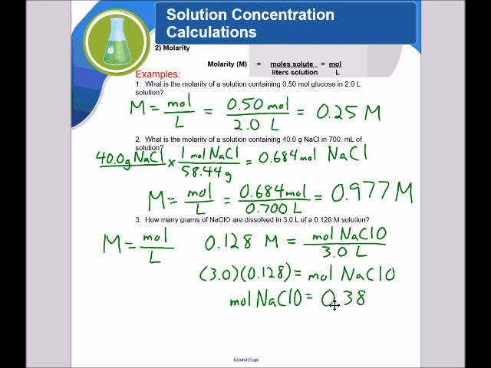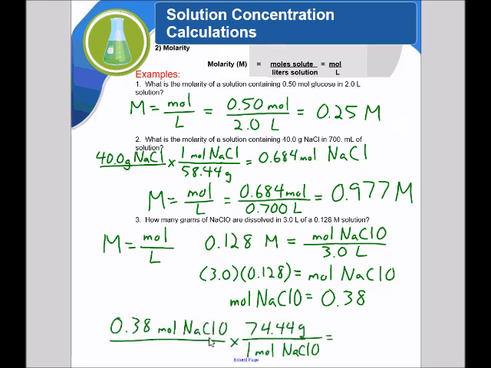But that's moles, and they asked me for grams, so you got to be careful with these problems. I'm going to come down here and convert moles to grams. 0.38 moles of sodium hypochlorite. 1 mole of sodium hypochlorite is 74.44 grams. Our answer comes out to be 28 grams of sodium hypochlorite.